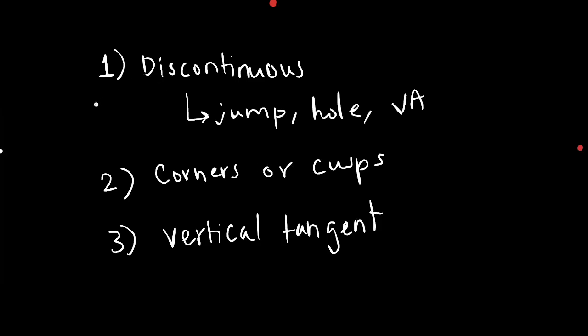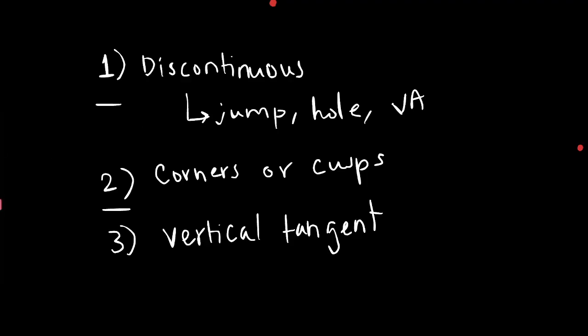So these are the three things to keep in mind. If a function is discontinuous, if it has a corner or a cusp, or if it has a vertical tangent, at those points, it is not differentiable. Just to keep in mind, differentiable functions must be smooth and continuous, with no sharp turns or breaks.